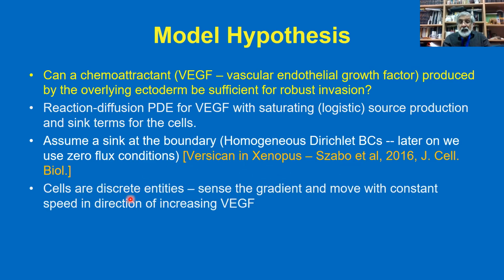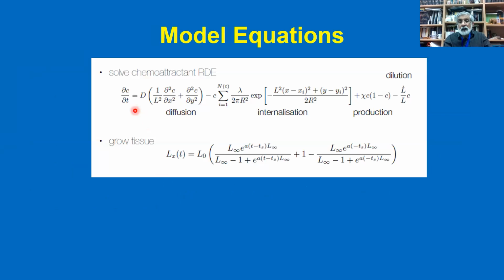And we consider the cells as being discrete entities, and they randomly send out filopodia, sense the chemical concentration in the surrounding area. And if the chemical concentration is larger than at the center of the cell, accounting for noise, they will move up the gradient with a constant speed. And here's a model for the chemoattractant.